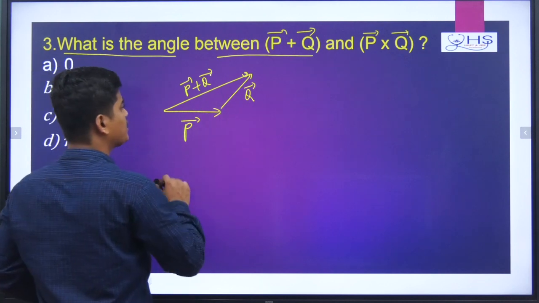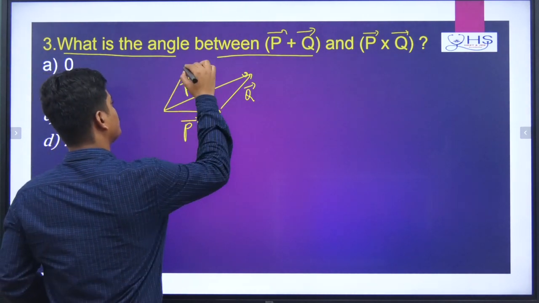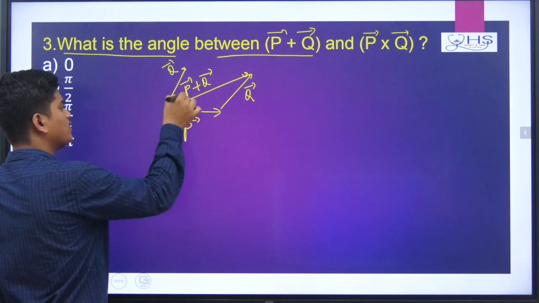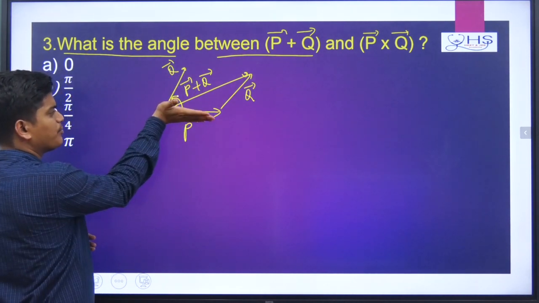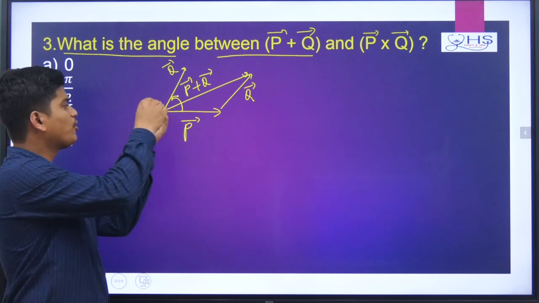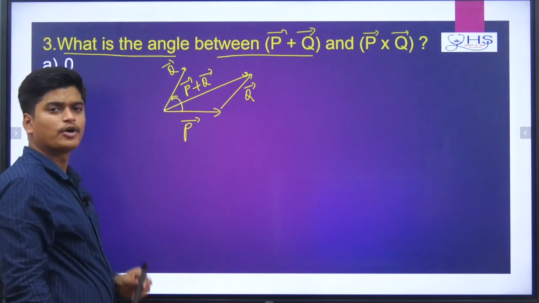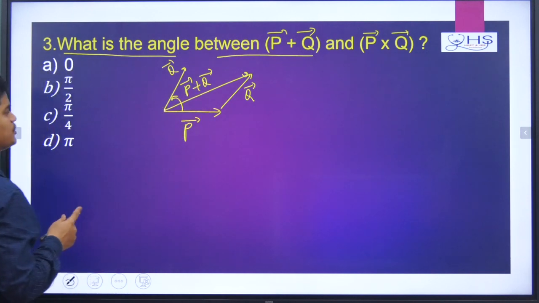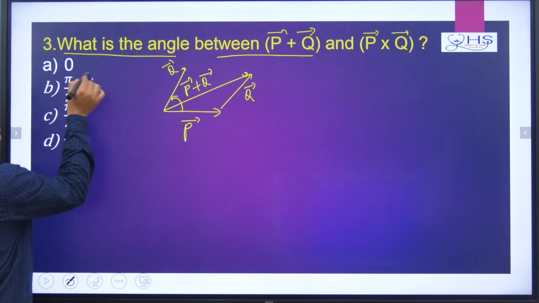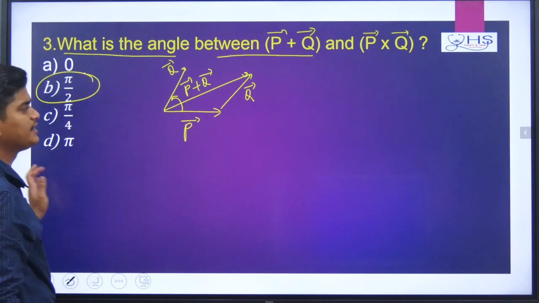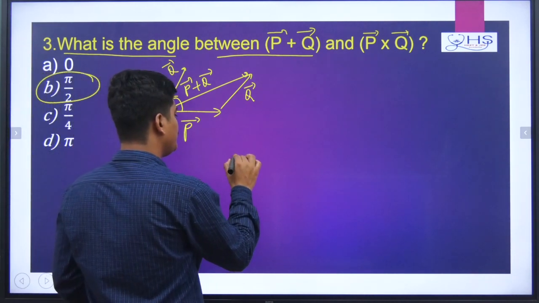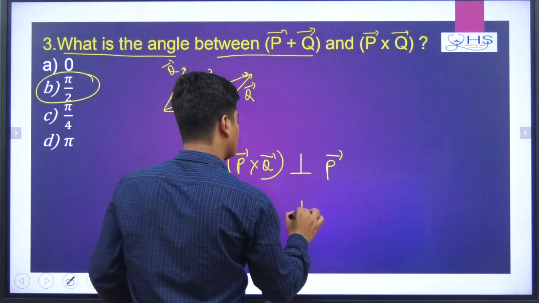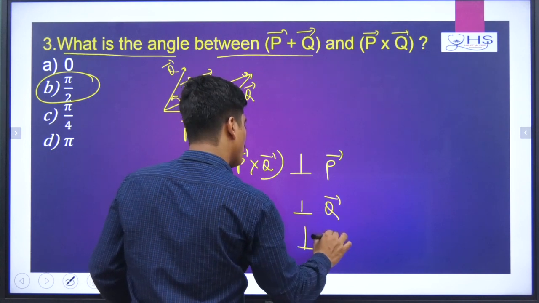Here, how to find p cross q? Now p cross q, this q I can shift to here, with angle theta between them. p cross q will be perpendicular to this board. So perpendicular to this board means this p cross q is perpendicular to p plus q. So that's why here the angle will be 90 degrees.